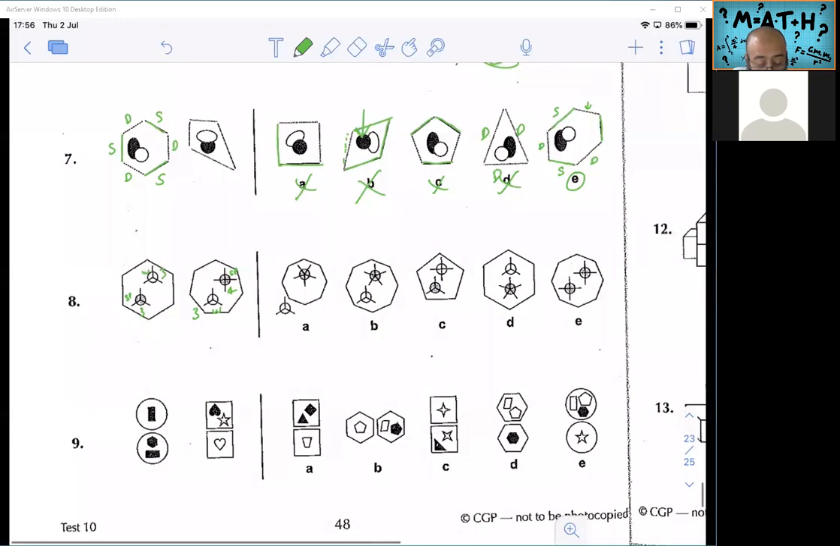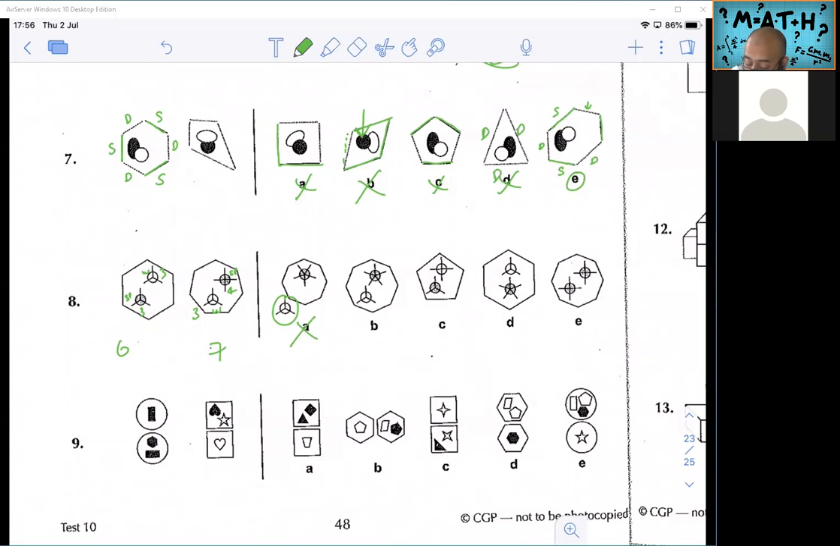Okay, so for question number 8. We've got 6 sides on the outside, and this one has 7. 1, 2, 3, 4, 5, 6, 7. Okay, right. Now for question number 8, we can't have any shapes outside. That's just completely wrong.